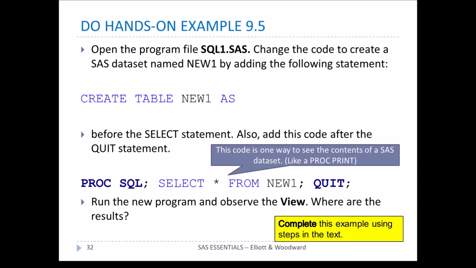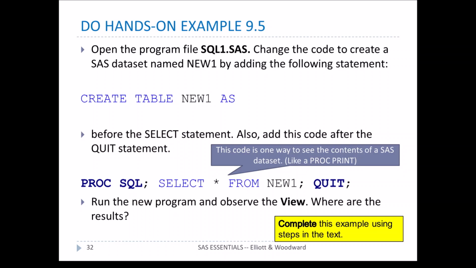So let's do hands-on example 9.5. We're going to go back to the program file sql1.sas, and we're going to change the code a little bit. At the very beginning, we're going to add this statement, create table new one as, right before the select statement. So here was our original program, PROC SQL select. We add this create table new one as, no semicolon after the word as, and then select.